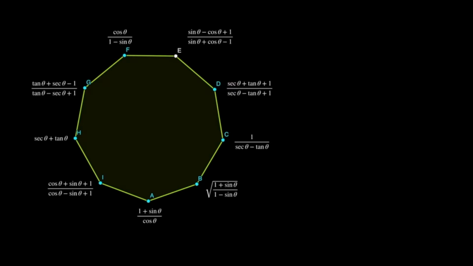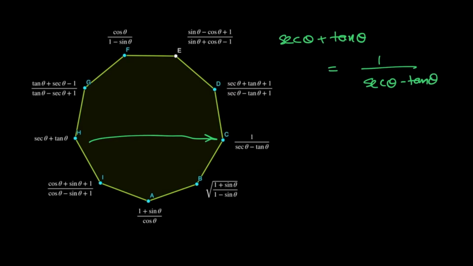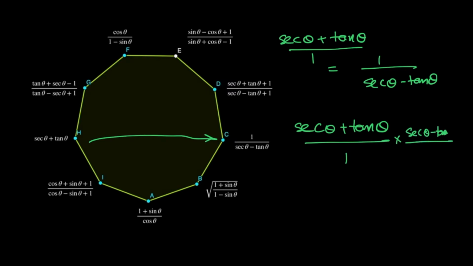Now let us see how we can go from, say, H to C. So we have sec theta plus tan theta, and we need to show that this is 1 by sec theta minus tan theta. So the idea is very simple. Since we have 1 in the denominator, I am going to multiply the numerator and denominator with sec theta minus tan theta. And numerator becomes sec square theta minus tan square theta, which is 1. So 1 by sec theta minus tan theta.